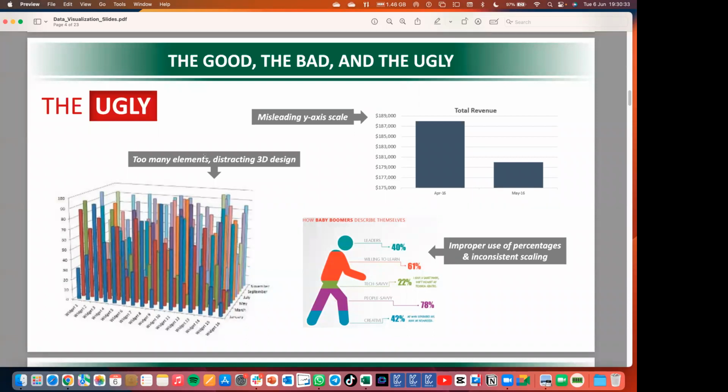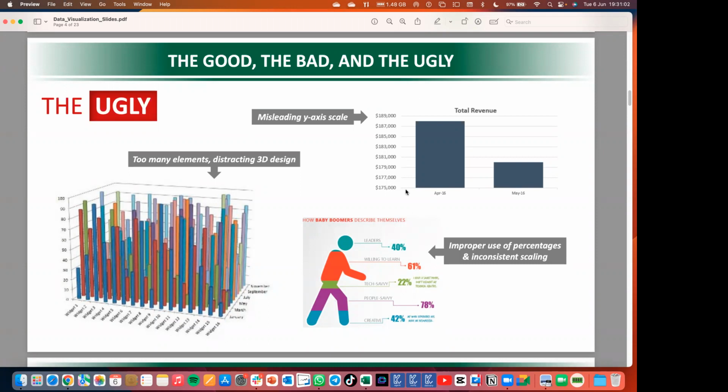So, too many elements, distracting. Then we have this misleading axis. Now, when you're creating your charts, make sure you do not always start from a higher number. Let our charts always start from 0. That will always bring out a good impression that this is how it is.